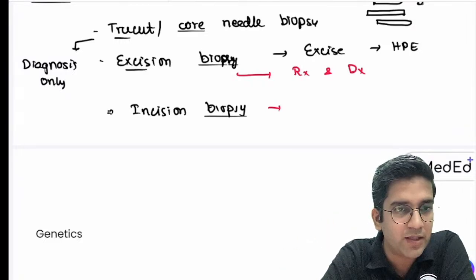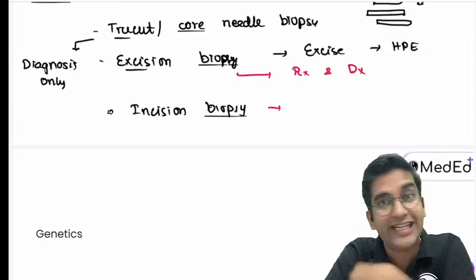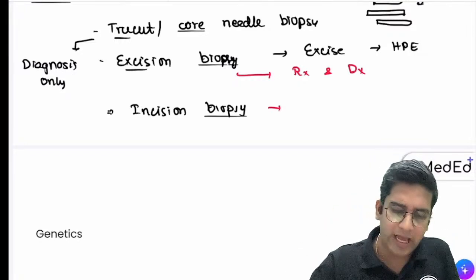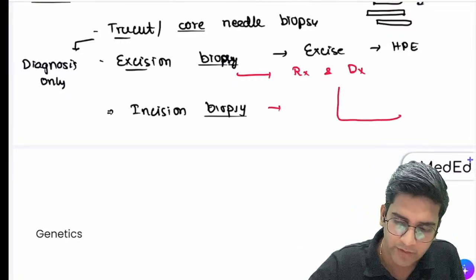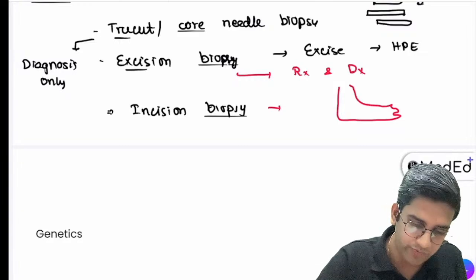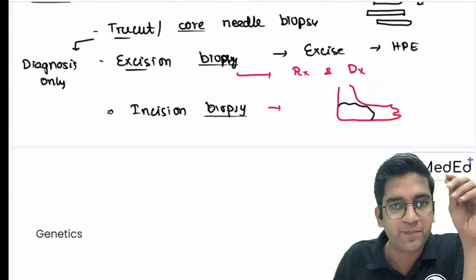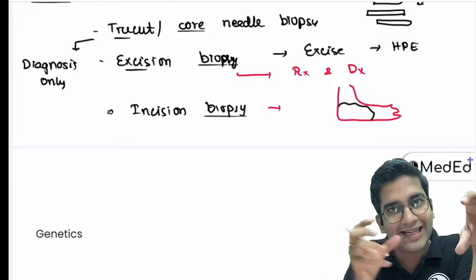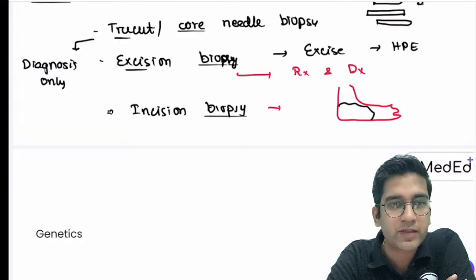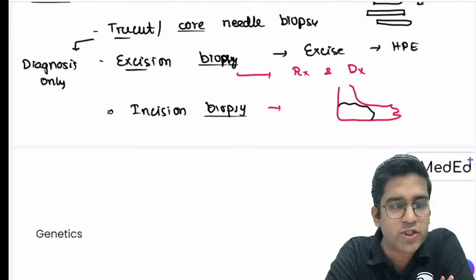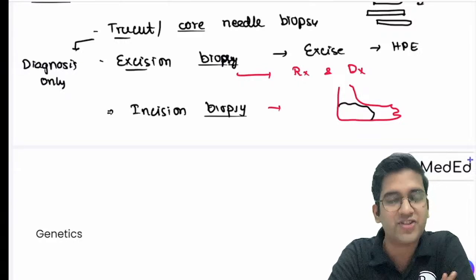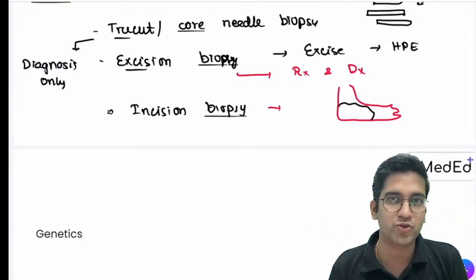You must have seen ulcers in images. Let's assume this is a foot, not a very good foot, and I have such a big ulcer. Tell me honestly, is it possible for me to take the entire ulcer and look at it under the microscope? Not possible, right? Because it's a huge ulcer.